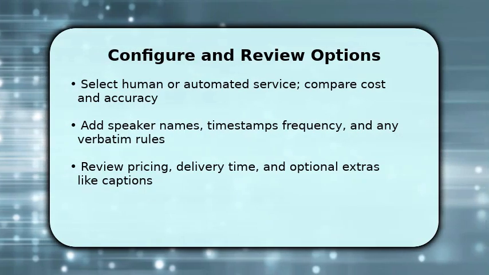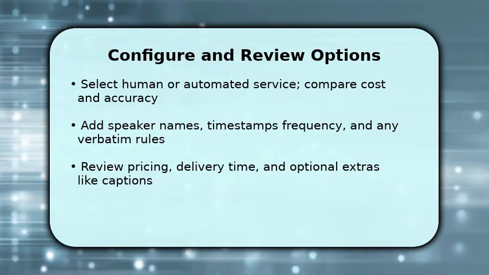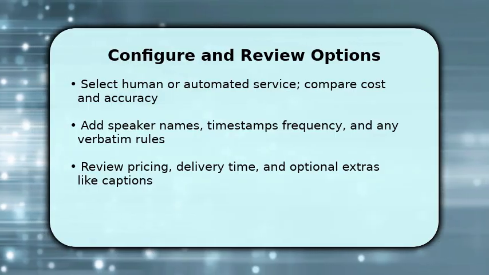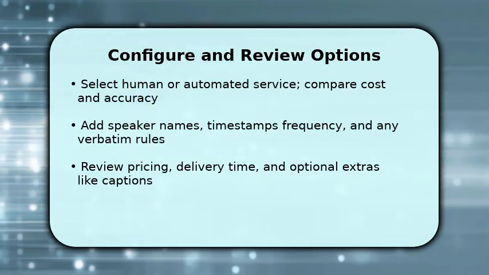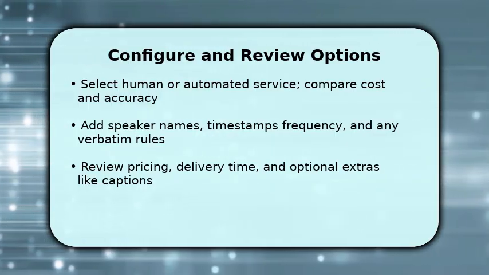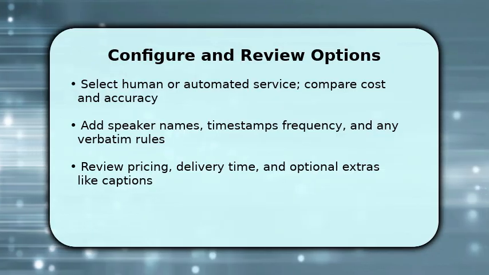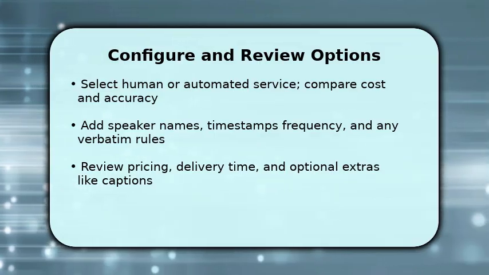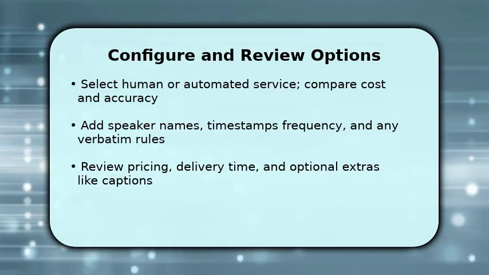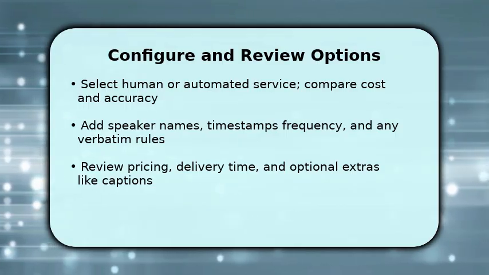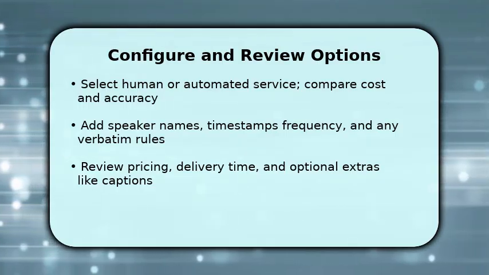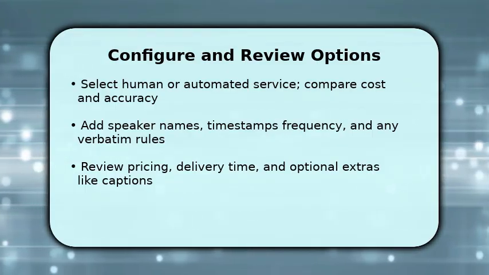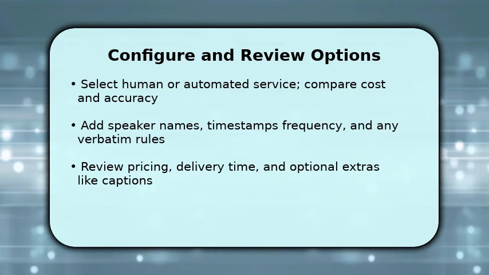After upload, you configure detailed options that affect output quality and cost. Choose human transcription for difficult audio or automated for faster, cheaper results. This trade-off influences edits needed later. Then add speaker labels, set timestamp intervals, and request verbatim or clean transcripts so the editor knows how to treat ums and false starts. Review the estimated price and delivery time, and confirm caption or subtitle formats if needed. These choices dictate the final file format and post-delivery workload.